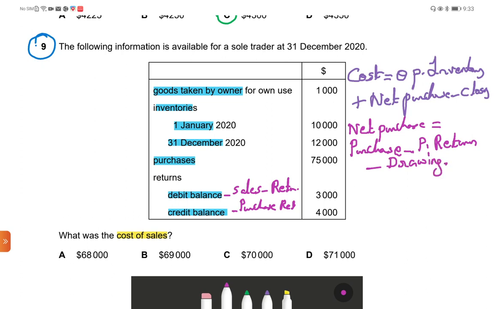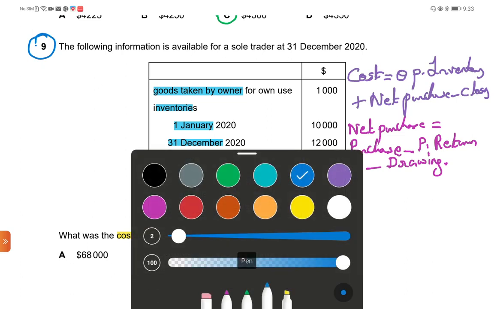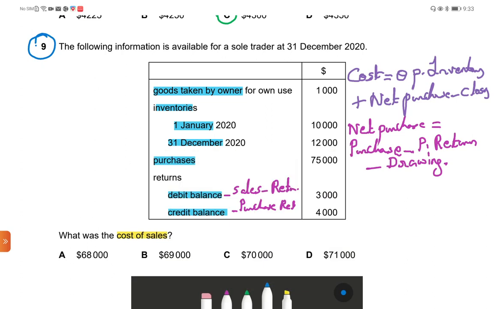So first we can calculate the net purchase. Net purchase is equal to, here the purchase is 75,000. 75,000 minus, what is the purchase return? 4,000. 75,000 minus 4,000 minus 1,000. So 70,000 is the net purchase.